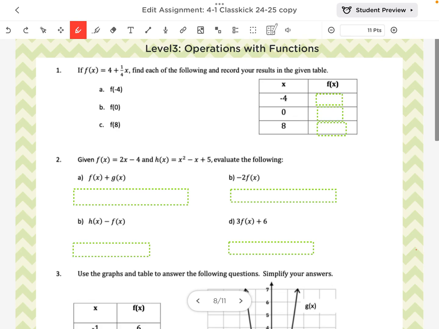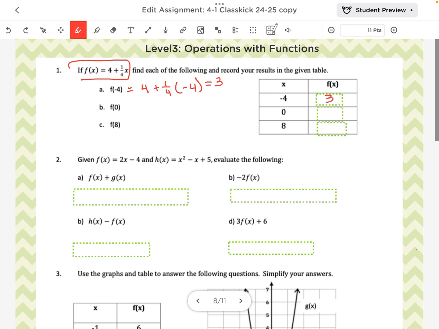Okay, in this first problem here, we are given some x values and we want to find the outputs or the y values. So when it asks for f of -4, all you're going to be doing is plugging in -4 for x into this function. So this is really the same as 4 plus 1/4. Replace the x with -4. And for this piece, at this point, you can use your calculator if you want. So this becomes 3. So this is your f of x or your y value.